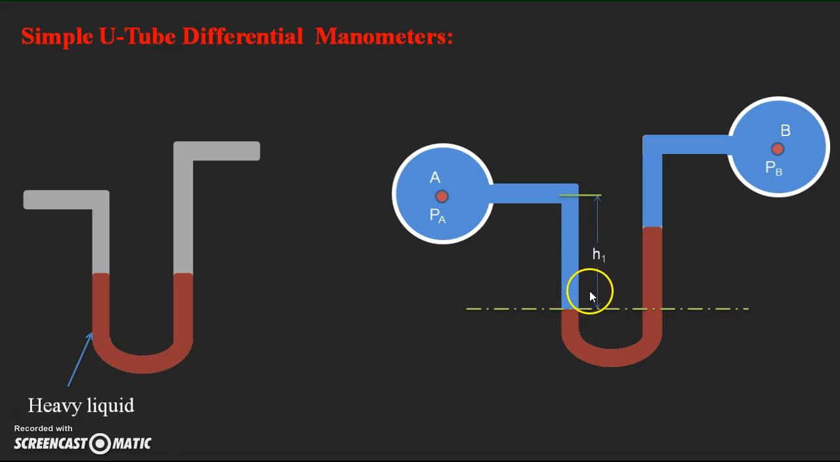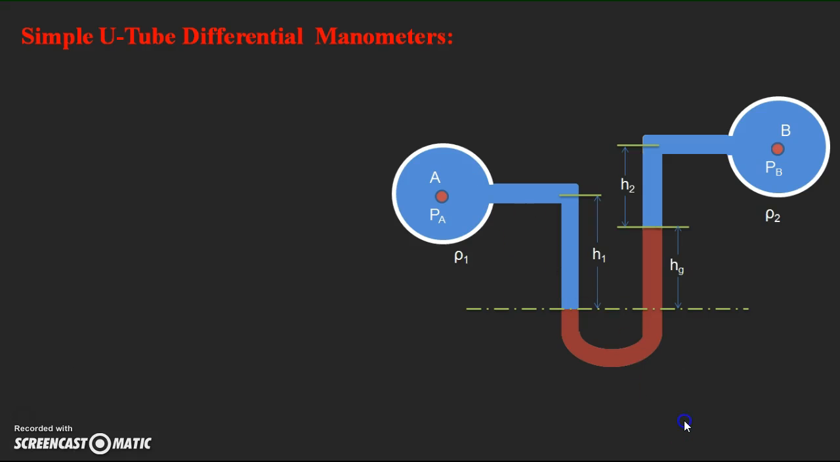So assume the height of the liquid in the left limb as h1, and the height of the liquid in the right limb from the level of the mercury as H2, and again the height of the mercury, that is the heavy liquid, from the datum line as Hg. Okay, so by assuming this, we can find out the pressure difference between PA and PB.